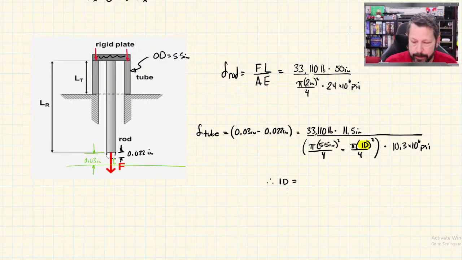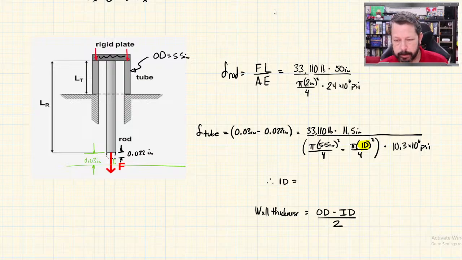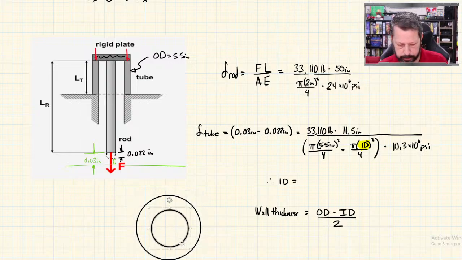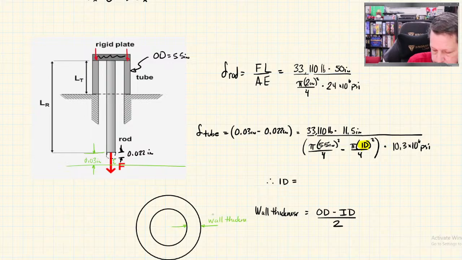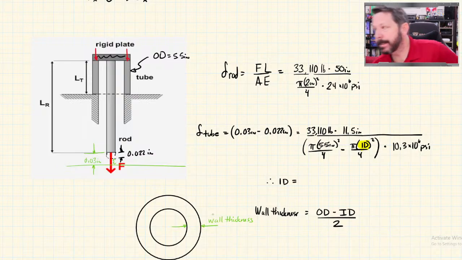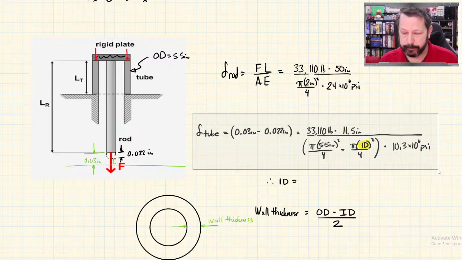I get the internal diameter, and then the wall thickness equals the outer diameter of the tube minus the inner diameter of the tube, divided by 2. Because if I look at the tube from the top, there's the outer diameter, and there's the inner diameter, and the wall thickness is that. So that would be the process for solving that without actually doing the math to solve this equation. It's just a matter of finding out the ID.